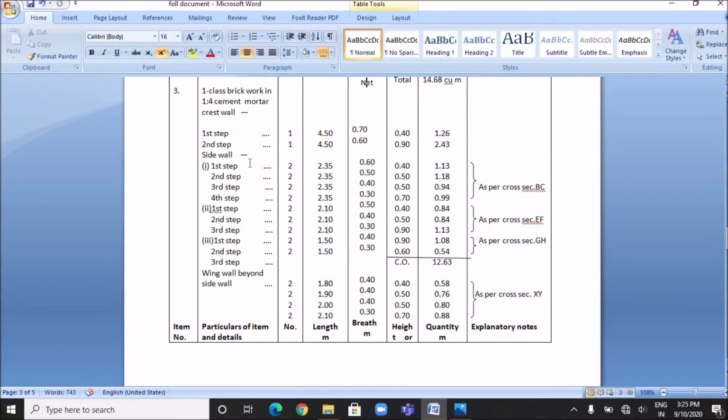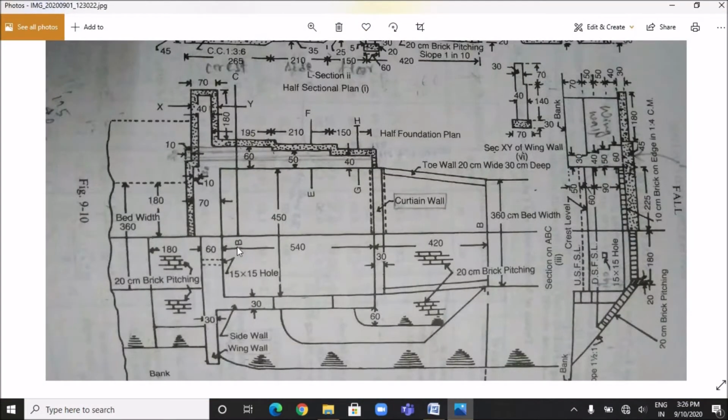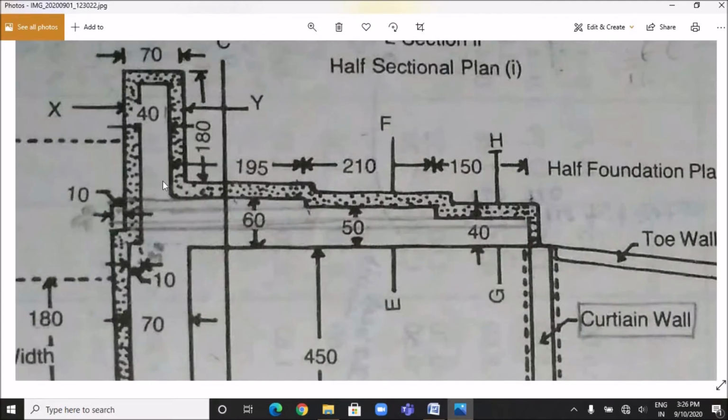Then next, the first class brickwork is done in the side wall portion. So the number of side walls is 2. One is present on this side and another one is present on this side. For the first step of the side wall, the length will be from this point to this point. So the total length will be 195 plus 40 centimeter, which equals 235 centimeter or 2.35 meter.